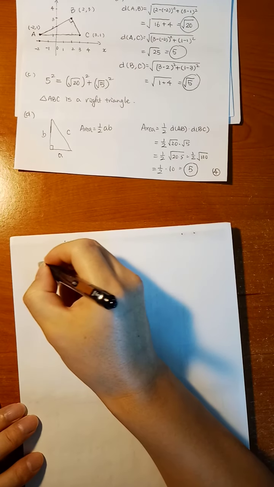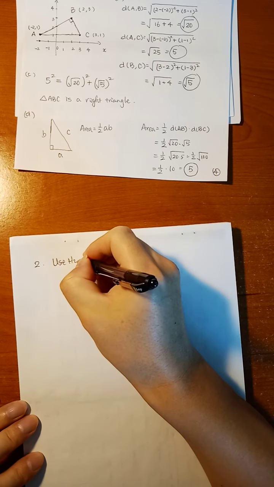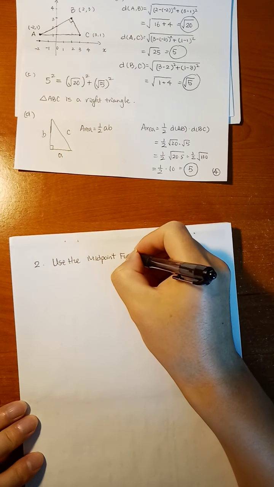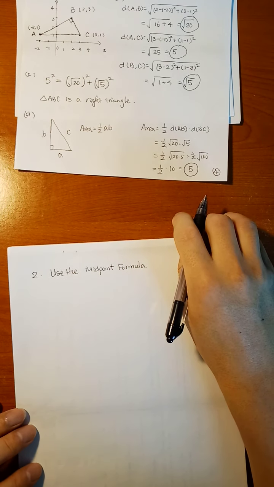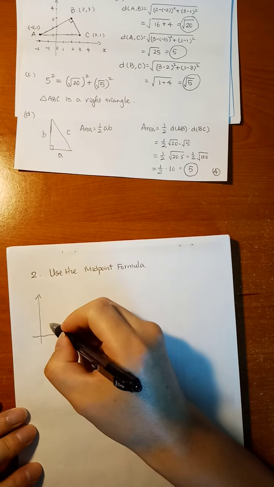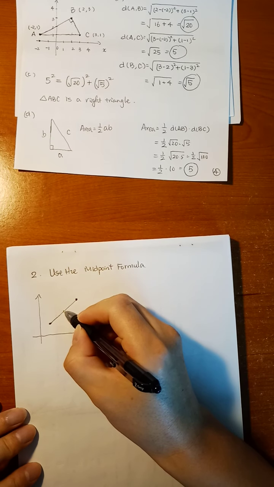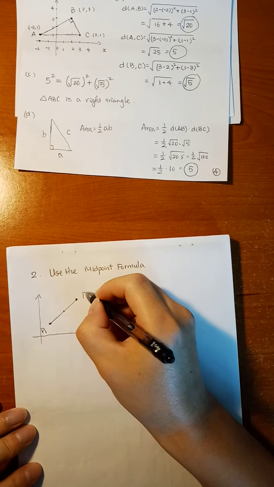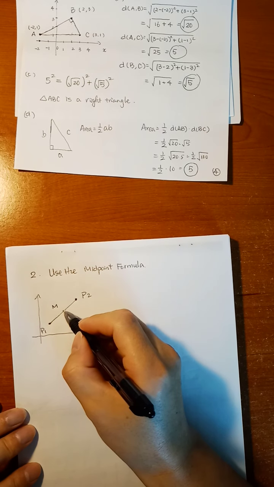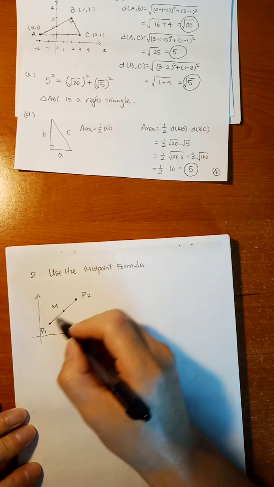Okay, so second, midpoint formula. What is a midpoint? Midpoint means here we have, let's say P1, P2, and midpoint M. The distance between P1 and M, and M and P2, are the same, and M is on the segment P1, P2. This is a midpoint.